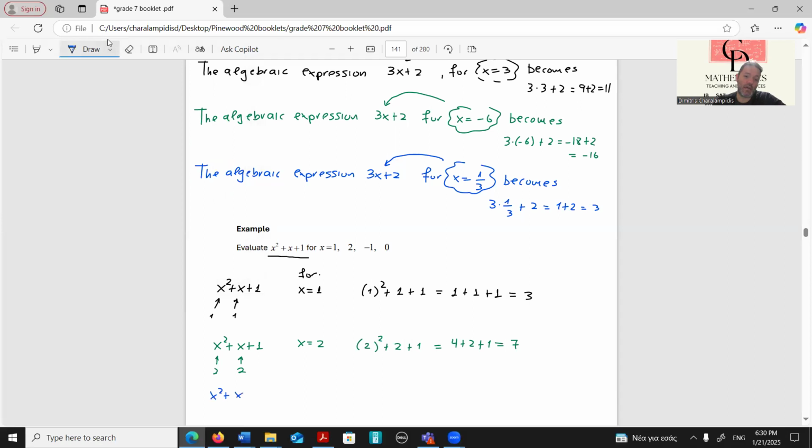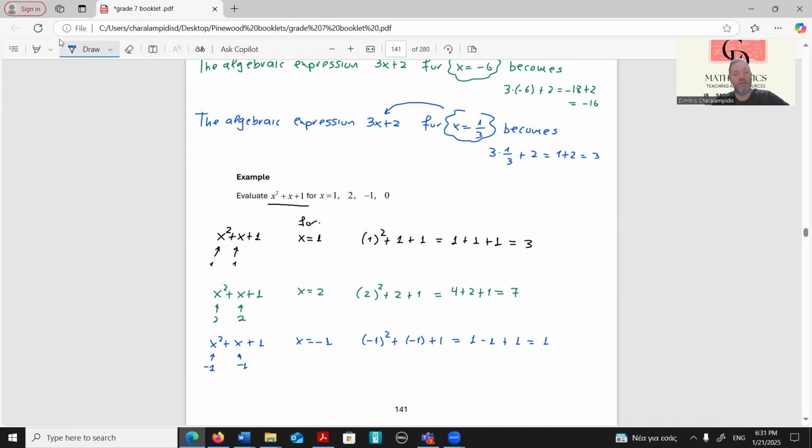For x equals negative 1, again, I should substitute negative 1 instead of x, carefully rewrite that, and do the needed operations. Negative 1 squared means negative 1 times negative 1, which is 1, minus 1 plus 1. Finally, that would be 1.